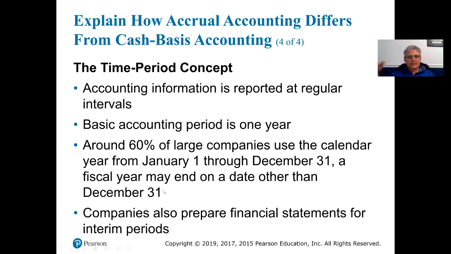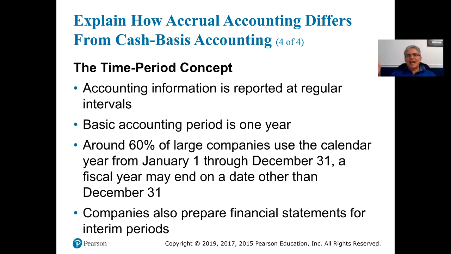What we're going to learn is that some companies actually have a fiscal year and that's different than December 31st. And when we say fiscal year, it's really a full year, but it starts and ends on different days rather than January 1st and December 31st. And companies also prepare financial statements for interim periods. So when we say interim periods, we're talking about portions of the year.